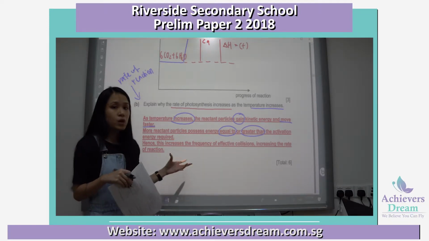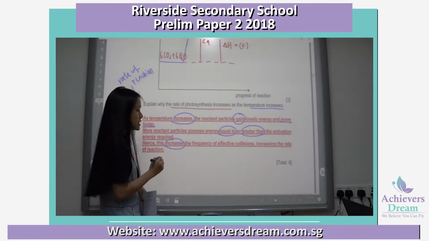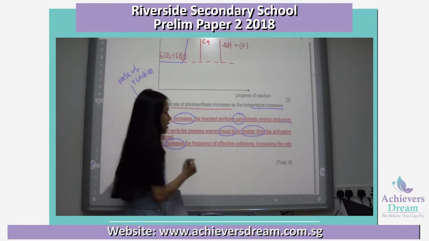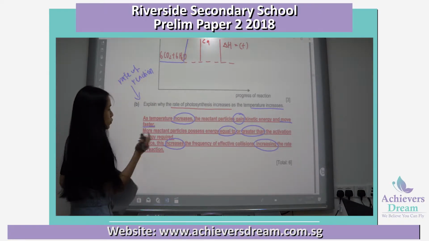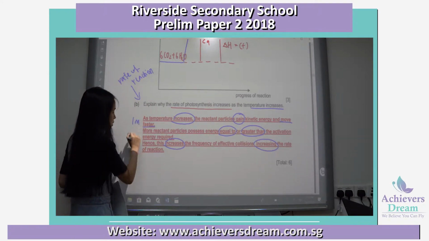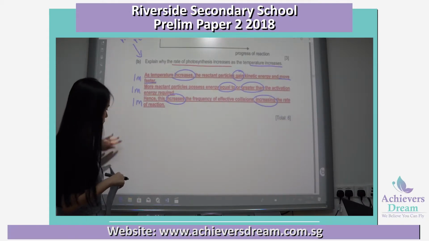Therefore, now we'll link to our collision theory. So this increases the frequency of effective collisions, thus increasing the rate of reaction. So where does the 1 mark go to? 1 mark here, 1 mark, as well as the last 1 mark.